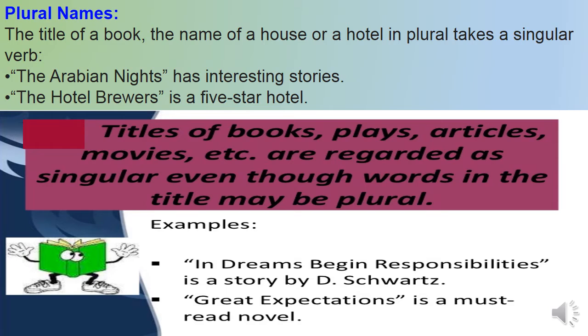Similarly, we have the titles of a book. So the name of a house or a hotel in plural takes a singular verb. So the Arabian Nights has interesting stories. The Hotel Brewers is a 5-star hotel. Titles of books, plays, articles, movies, etc. are regarded as singular even though words in the title may be plural. So some more examples. In Dreams Begin with Responsibilities is a story by D. Schwartz. Great Expectations is a must-read novel. So here the title of the book, the name of a hotel or a house is always followed by a singular verb.